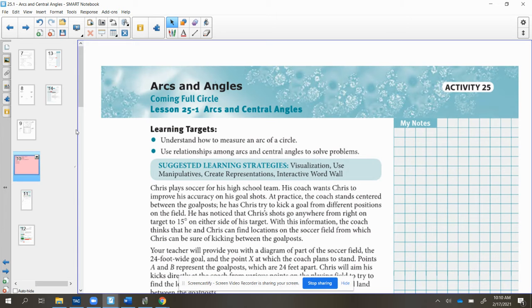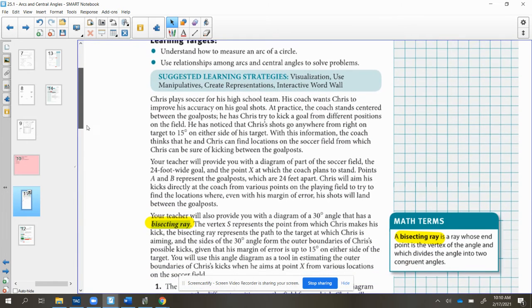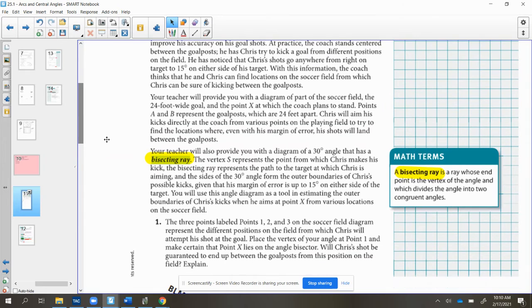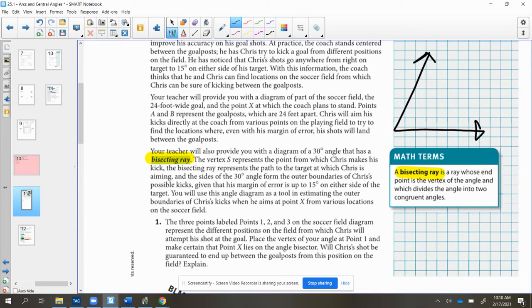Now, on page 349, we see a vocab word that you have actually seen before, but it's been a little bit of time, and that is bisecting ray. Just to remind you, a bisecting ray occurs in an angle, and the bisecting ray cuts our angle into two congruent angles. For instance, if we have ray AB, this is our bisecting ray that is cutting our big angle into two congruent smaller angles, right? Those are congruent to each other.